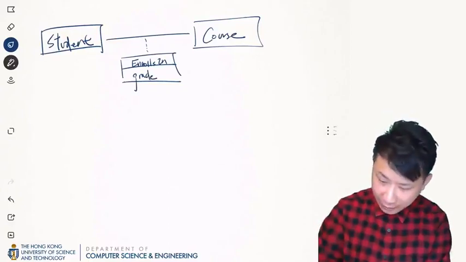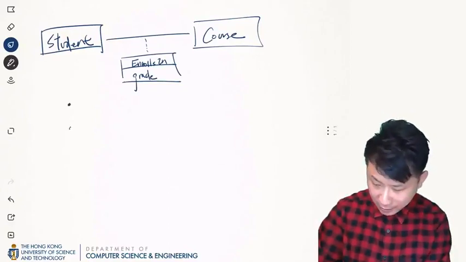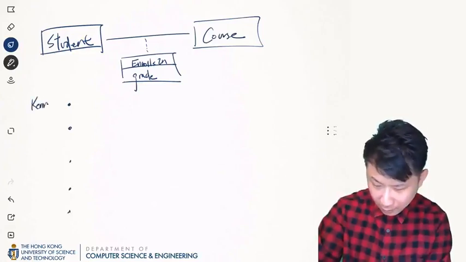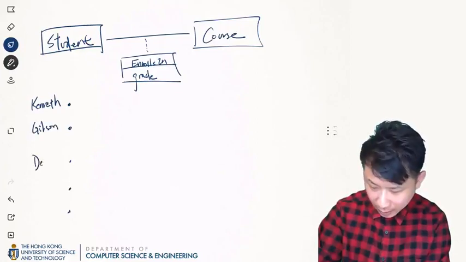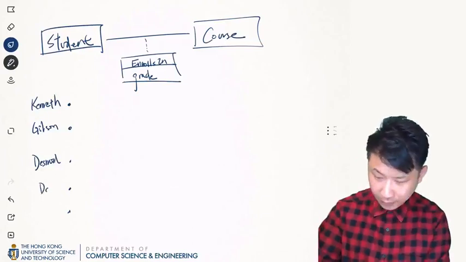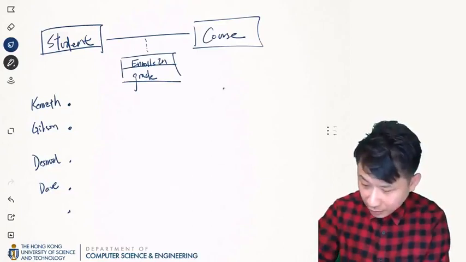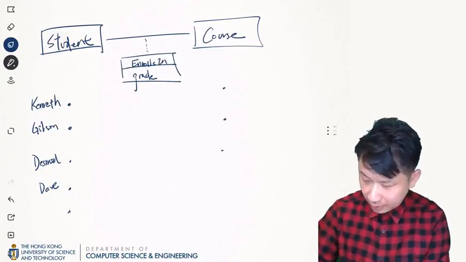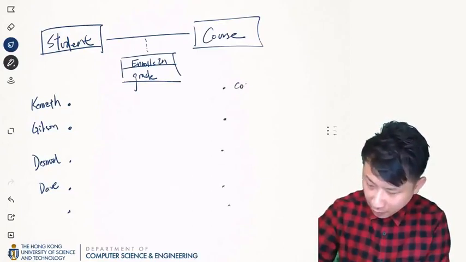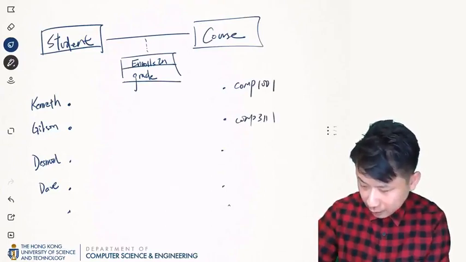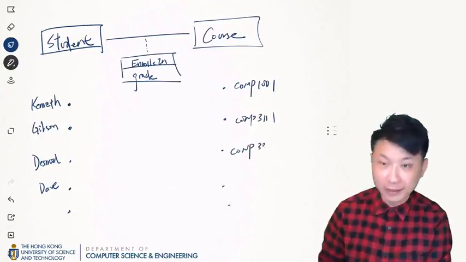Then under student, we may have many students. For example, we may have Kenneth, Gibson, Desmond, and also Dave. They are all the students within the university, and then we have different courses. For example, we have COM 1001, COM 3111, COM 3311, etc.